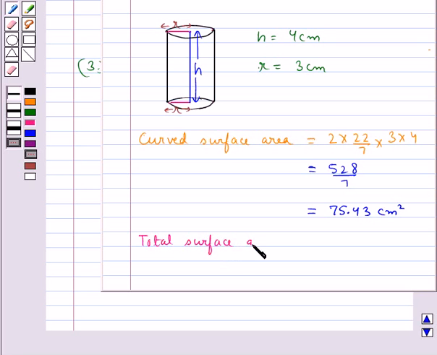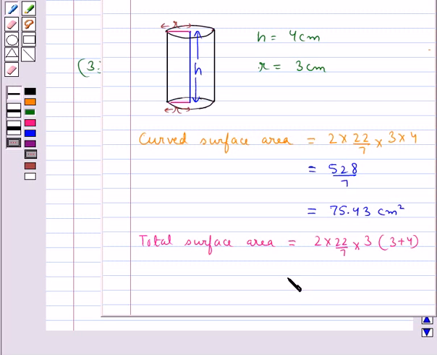Similarly, we can find the total surface area of this cylinder. This is equal to 2 pi r into r plus h. This is equal to 2 into 22 upon 7 into 3 into 7. So, this comes out to be equal to 132 centimeter square.